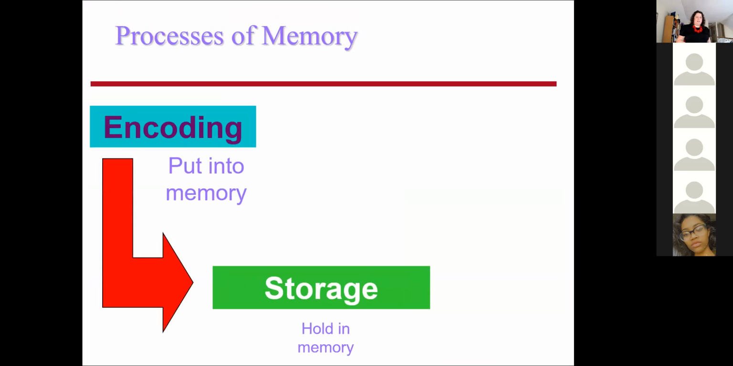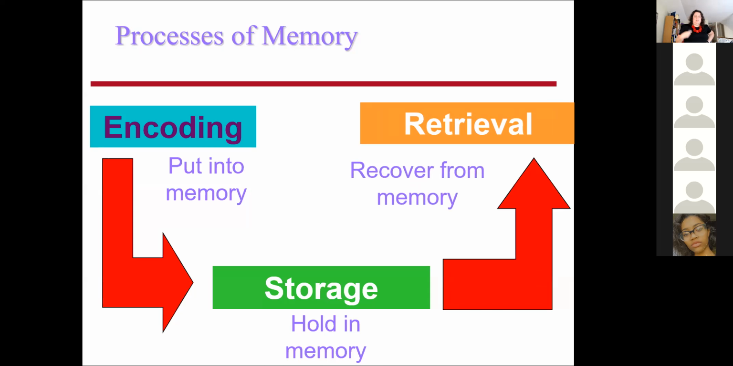So this is a really nice diagram I like in terms of the processes of memory. So again, you encode it, you put it into memory, and then you store it, you hold it in your memory. And then you recover it from your memory. So again, hopefully, ideally, if you've encoded it properly, right? Again, we know the human memory isn't perfect. We just showed it with our letters, right?